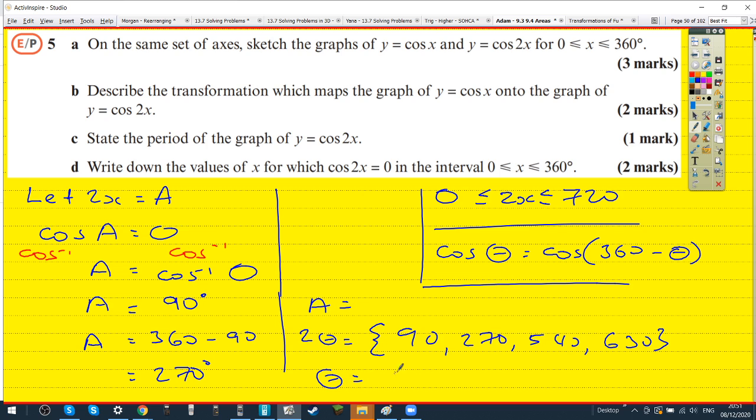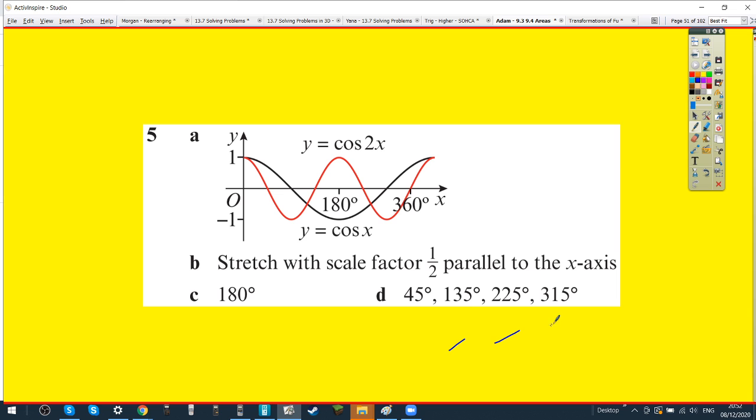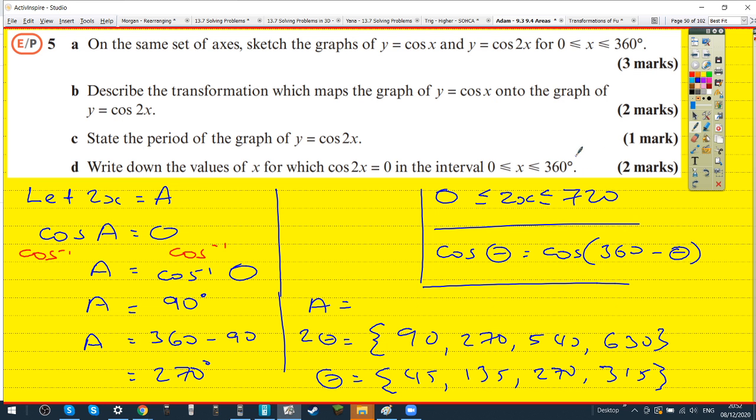So what would 1 theta be equal to? Half of them. Yep. So 45, 135, and then 225, 315. I think so. Do I have the answer? Okay.